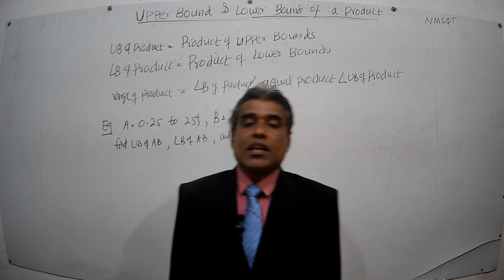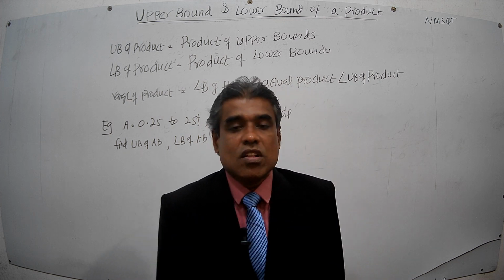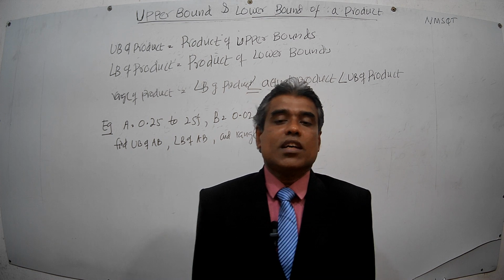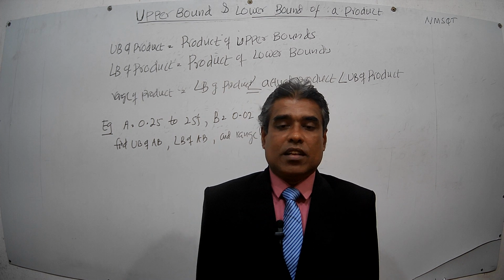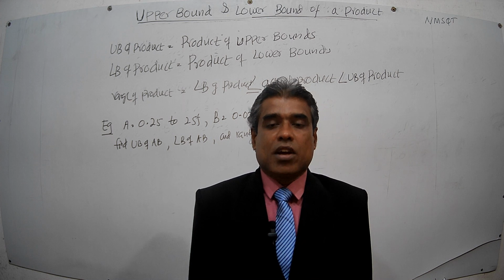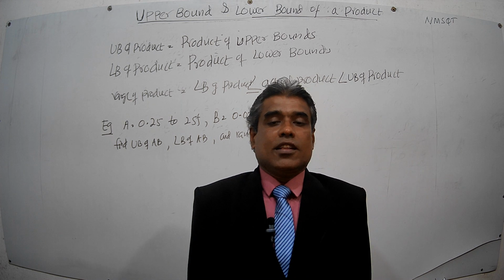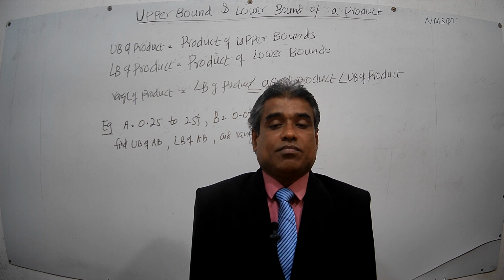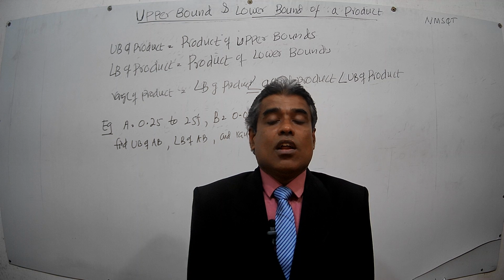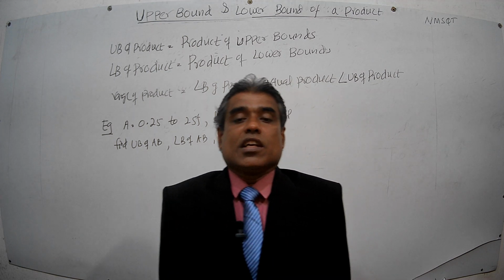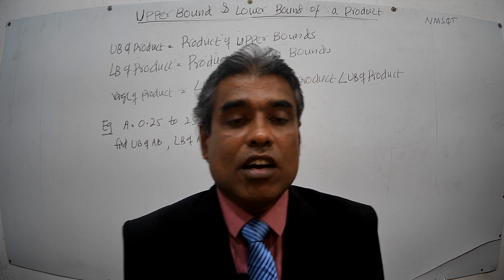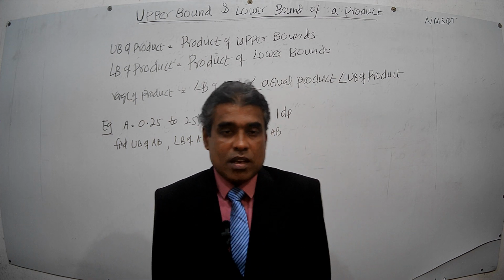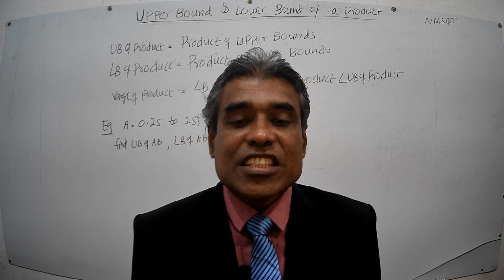Then the formula for finding the upper bound of a product of corrected values is: upper bound of product equals product of upper bounds of the corrected values. The formula for the lower bound of a product of two corrected values is: lower bound of product equals the product of the lower bounds of the two corrected values. That is how we find the upper bound and lower bound of a product. And then the range of the product.